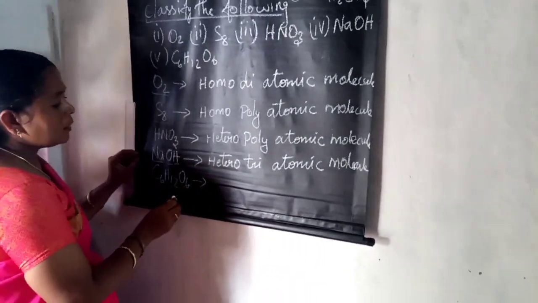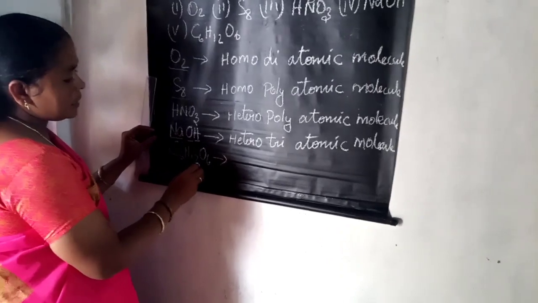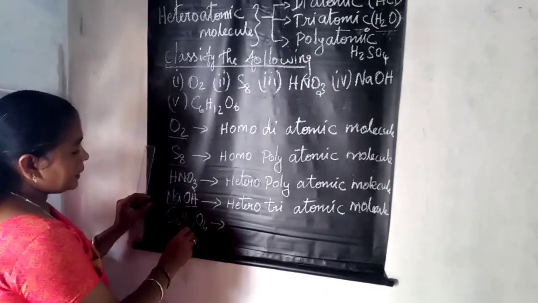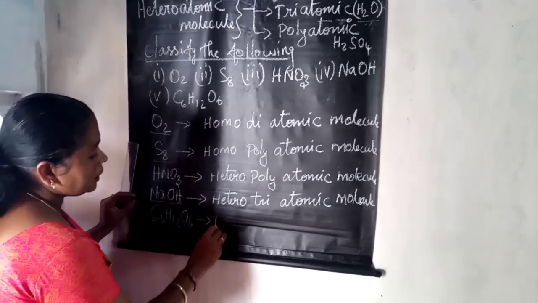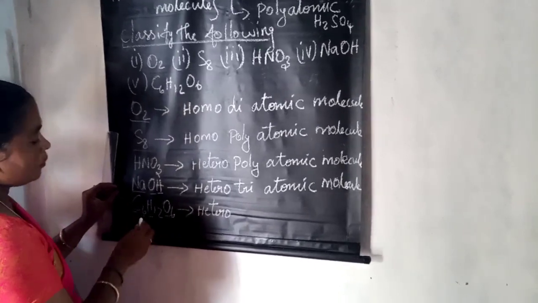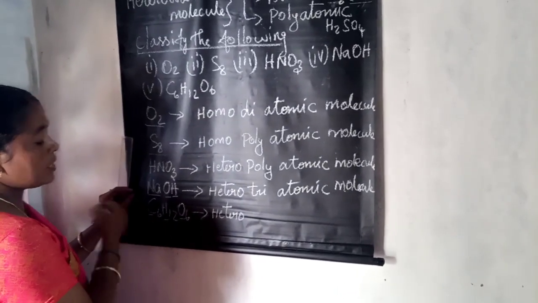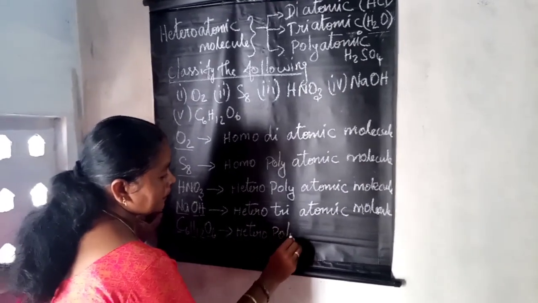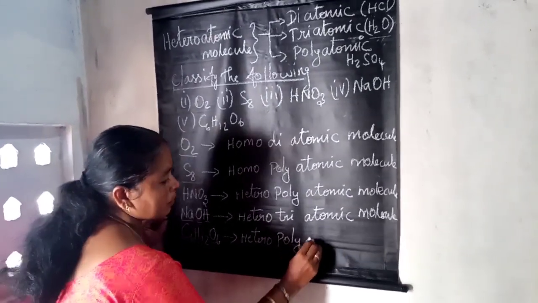Okay, next example, that is C6H12O6, that is glucose. Here see carbon, hydrogen, oxygen. So, this also hetero. You count the number of atoms, more than 3. First itself it is having 6 atoms. So, more than 3 atoms. So, you write it as polyatomic molecule.